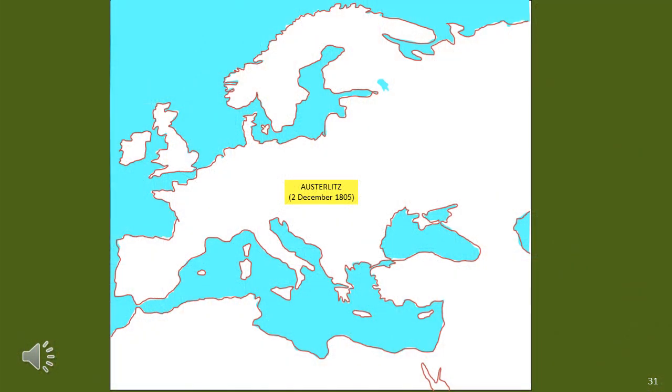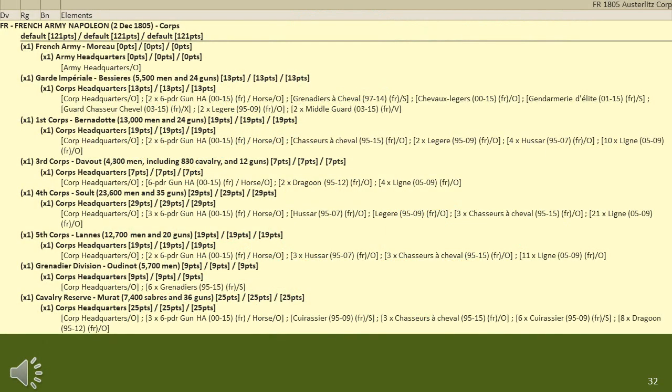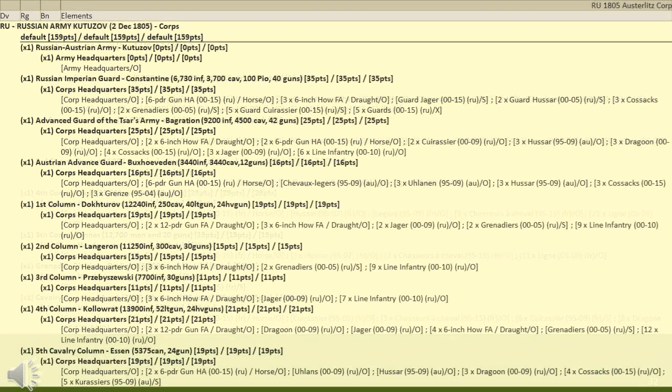Now we come to the final battle in 1805, the decisive Battle of Austerlitz, which occurred in December. This shows the French army. In terms of strength, the French had reduced significantly, possibly due to losses and the requirement of garrisoning conquered territory. But it is a significant reduction, almost half of the forces that Napoleon commanded at the beginning of the Battle of Ulm.